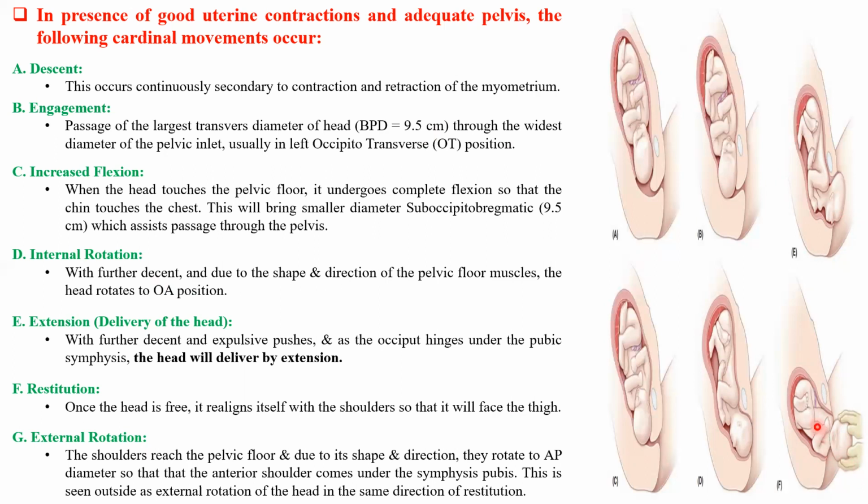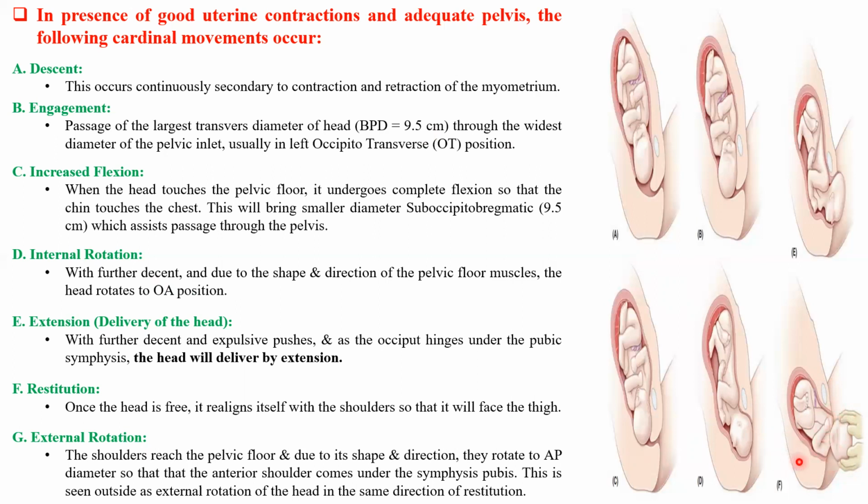After restitution, the shoulders will reach the pelvic floor and start rotating internally. So the anterior shoulder will be below the symphysis pubis, and the posterior shoulder will be down. The head will show this internal rotation of the shoulder, as seen from outside, as external rotation, and external rotation will be in the same direction of the restitution. After that, the posterior shoulder will be delivered first, then the anterior shoulder.